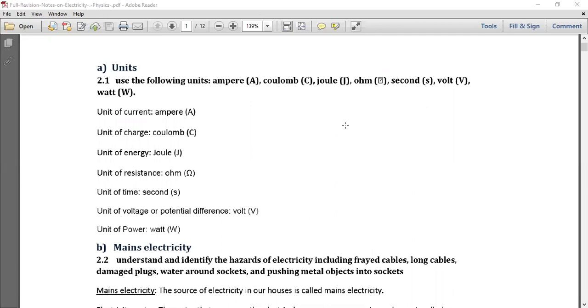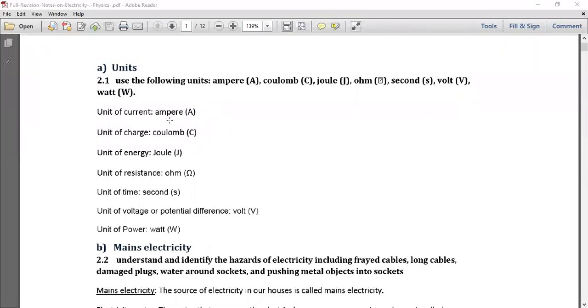Today we'll be discussing electricity, the full concepts, what the uses of electricity are, and how it helps us in our daily life. This is the complete note. First of all, we will discuss the units that are used in the electricity chapter.